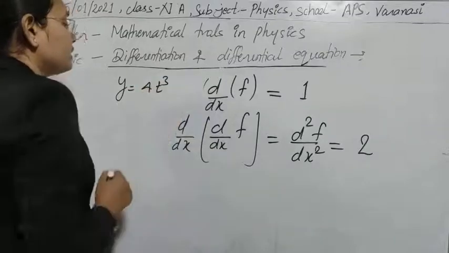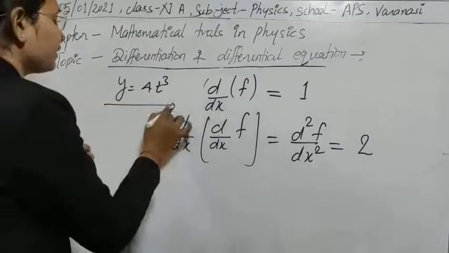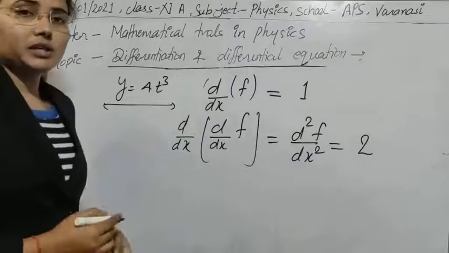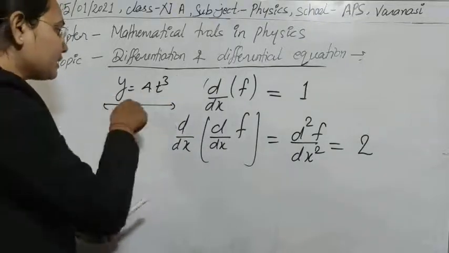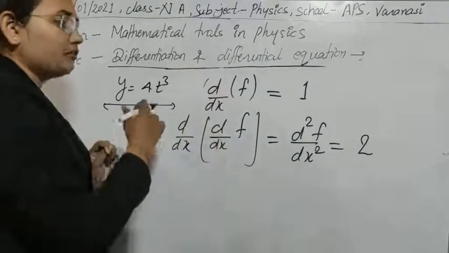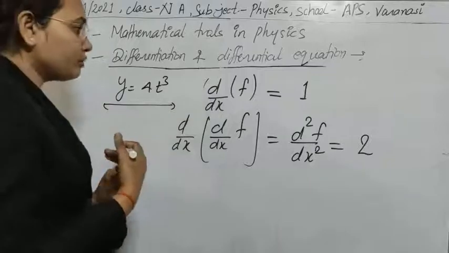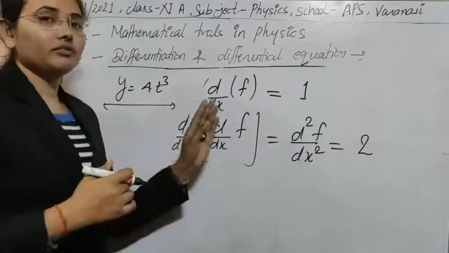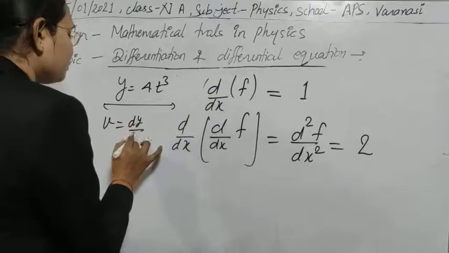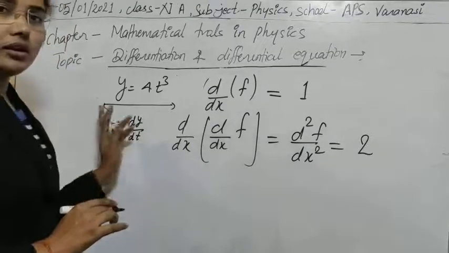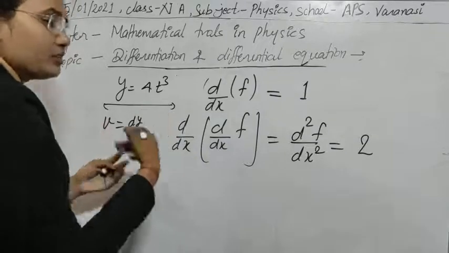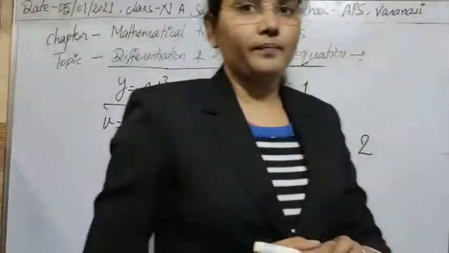So where do we use this order? Suppose y is equal to 4t cube is given. This is a displacement equation with respect to time, where the displacement of any particle is represented by this formula. And you have to find out the velocity and acceleration. For finding the velocity, you have to differentiate this quantity with respect to t one time. So here the order of differentiation is 1. You can also call it first order differentiation.